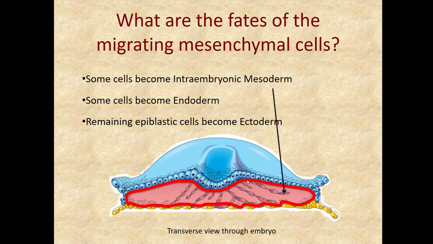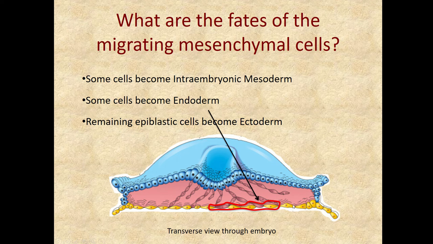Some of them are going to indeed make the middle layer of the embryo called the mesoderm, and we're going to even more specifically call it intraembryonic mesoderm because there is mesoderm that's extraembryonic, and we'll touch on that again later. Some of these mesenchymal cells that proliferate from the primitive streak are actually going to replace the hypoblastic cells and become the embryonic endoderm. And the remaining epiblastic cells that were on the dorsal aspect of the embryo are going to become ectoderm.